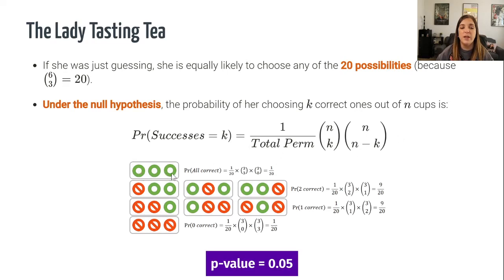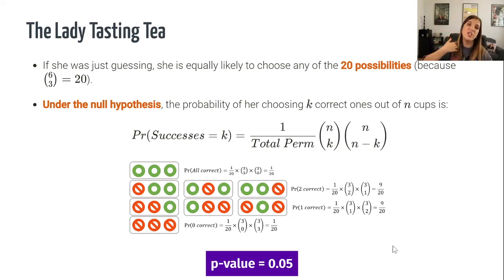So in this case, the probability of choosing all of them correctly is just 1 over 20, right? Basically, there's only one way that she could choose all of them correctly. There's no other combination that can give you 3 correct ones. The probability of getting 2 correct, however, is 9 over 20, because she could have chosen 3, and just by chance, there are 3 different ways that she could have chosen 2 correctly. The same thing with 1 correct. And the probability of getting none of them correct is also 1 over 20. Okay, so we get a p-value of 0.05.